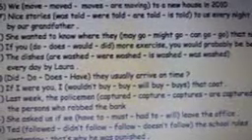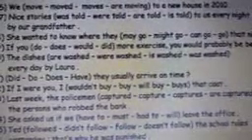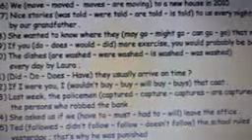Number 27, nice stories are told to us every night by our grandfather. Here we have every night, the keyword of the present. So we use the present form of the passive. Nice stories, plural, so we use the plural, are told. Nice stories are told to us every night by our grandfather.